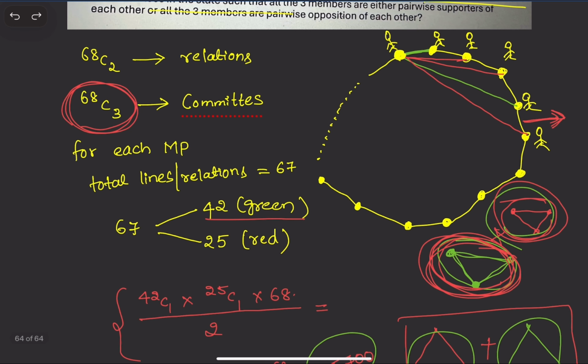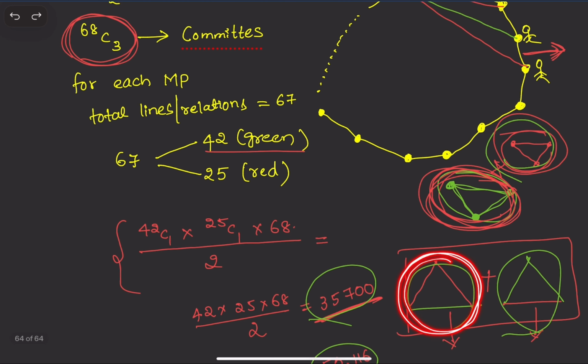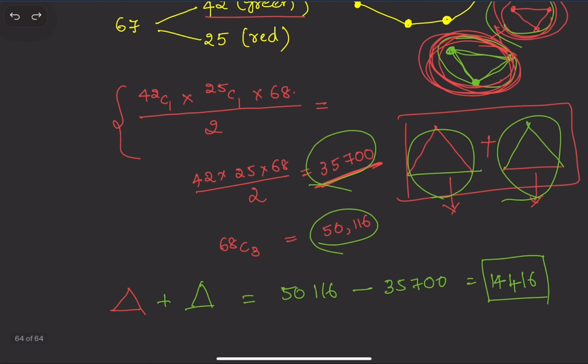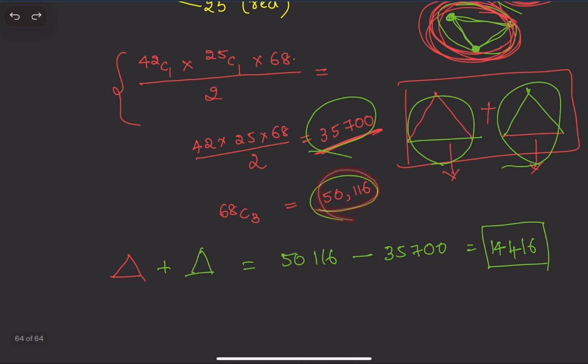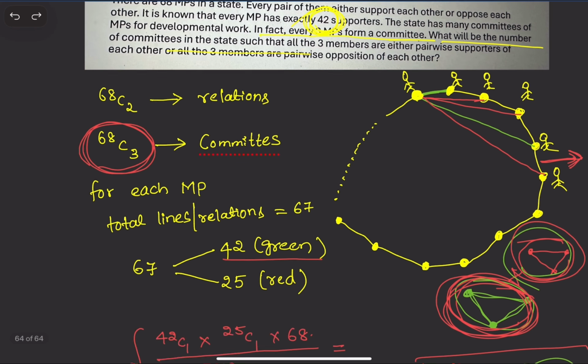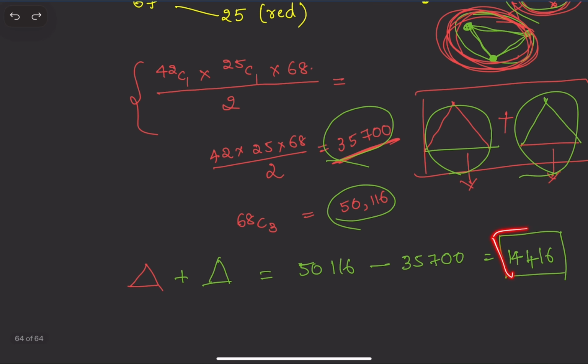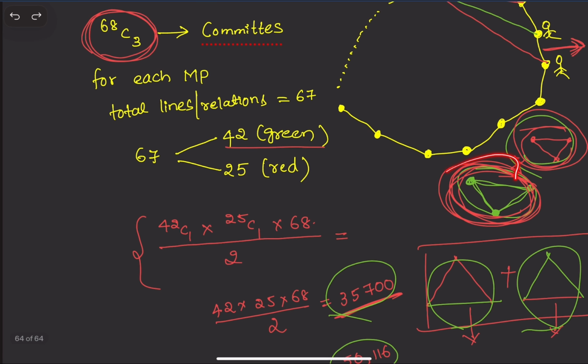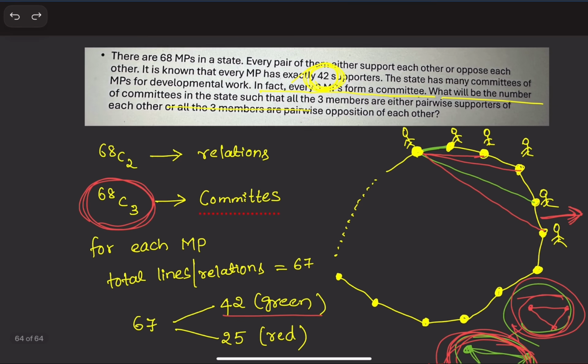You'll always get a triangle of this type or this type. So once you calculate those triangles, you have to realize that each of these triangles is calculated twice. Divide this by 2, and then subtract this particular quantity from the total number of triangles that are possible, which is just 68C3, and you will get the required answer: the triangles of this type plus the triangles of this type.